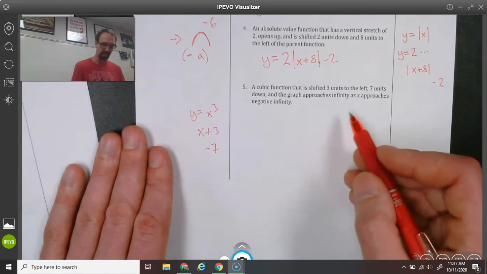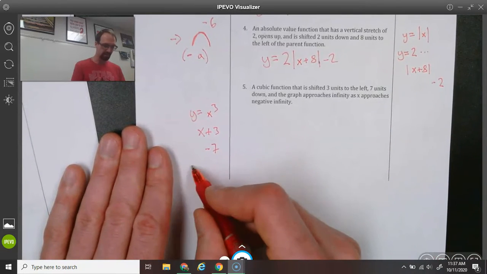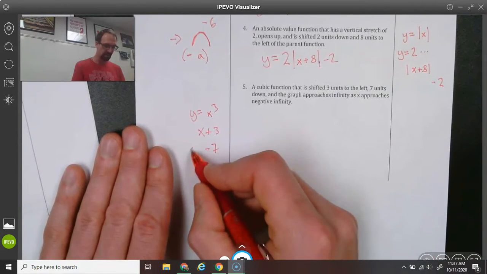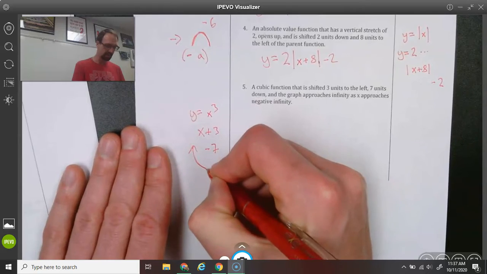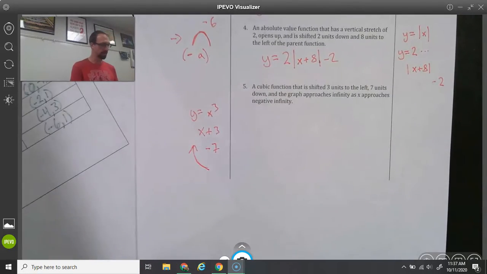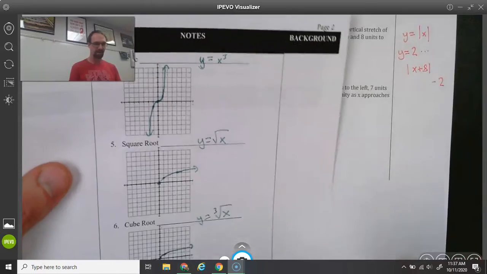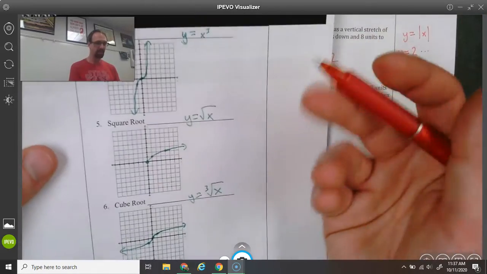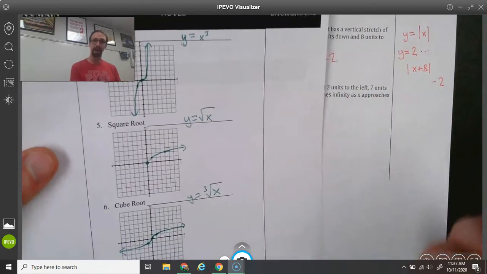So if I think about that, as x approaches negative infinity, so as x goes to the left, then that's going to go up like this. So I'm just going to go back and check. Looking at our graph from the cubic that we had earlier, that's actually the opposite of what it did. So the way that we would obtain this is we would need a reflection either across the x-axis or across the y-axis.